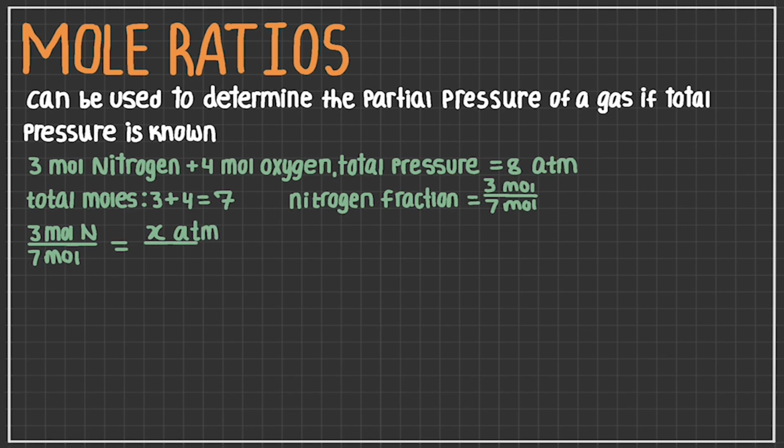So let's create an equation. 3 moles of nitrogen over this total 7 moles is equal to x atm, which would be the partial pressure of the nitrogen, over 8 atm, which is the total pressure. 7x equals 24, and we get x as about 3.4 atm. So the partial pressure of the nitrogen gas is about 3.4 atm.